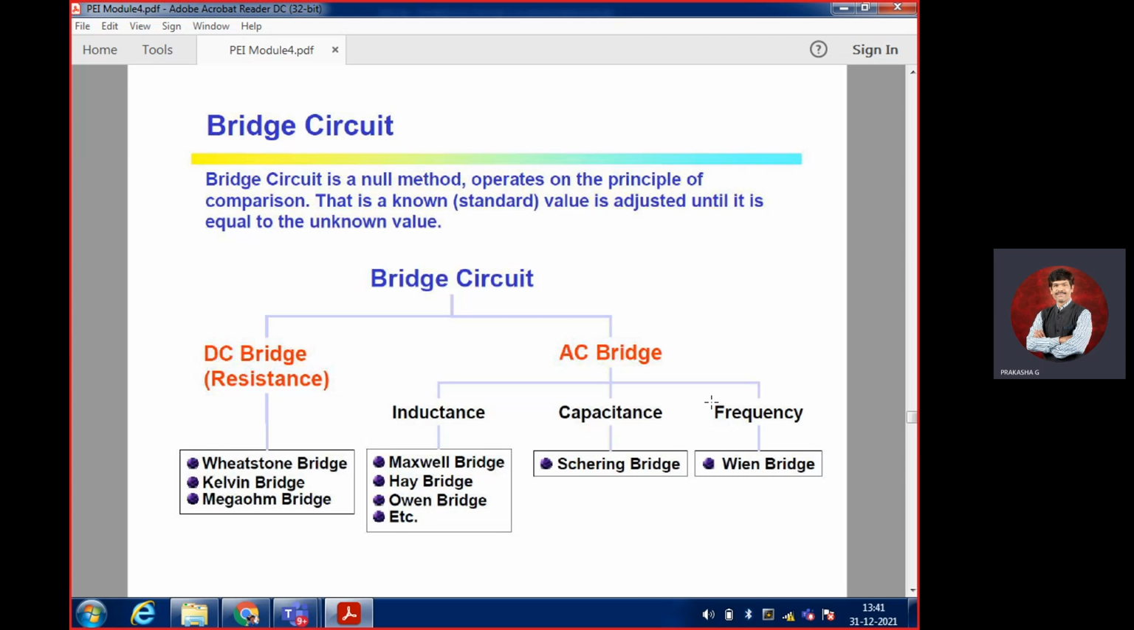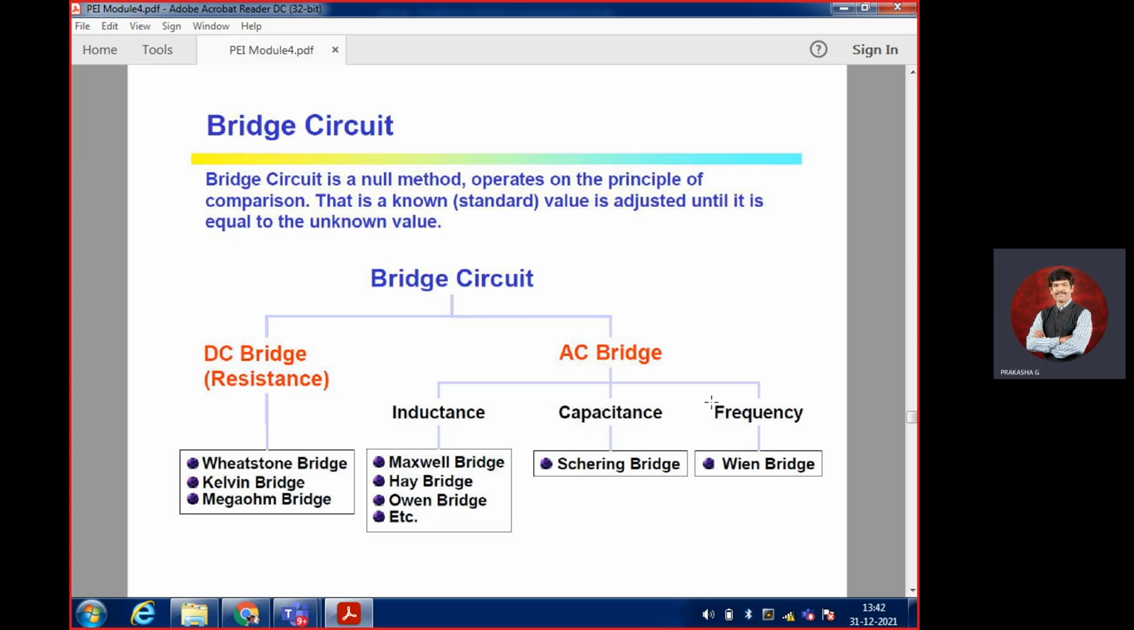So this is the first slide, where we write a hierarchical chart: what a bridge is, what the classifications of bridges are, and under each classification, what the different types of bridges are. DC bridges purely measure resistance. The types are the Wheatstone bridge, the Kelvin bridge, and the mega ohm bridge. Why do we call them mega ohm bridges? They are able to measure higher resistance values.